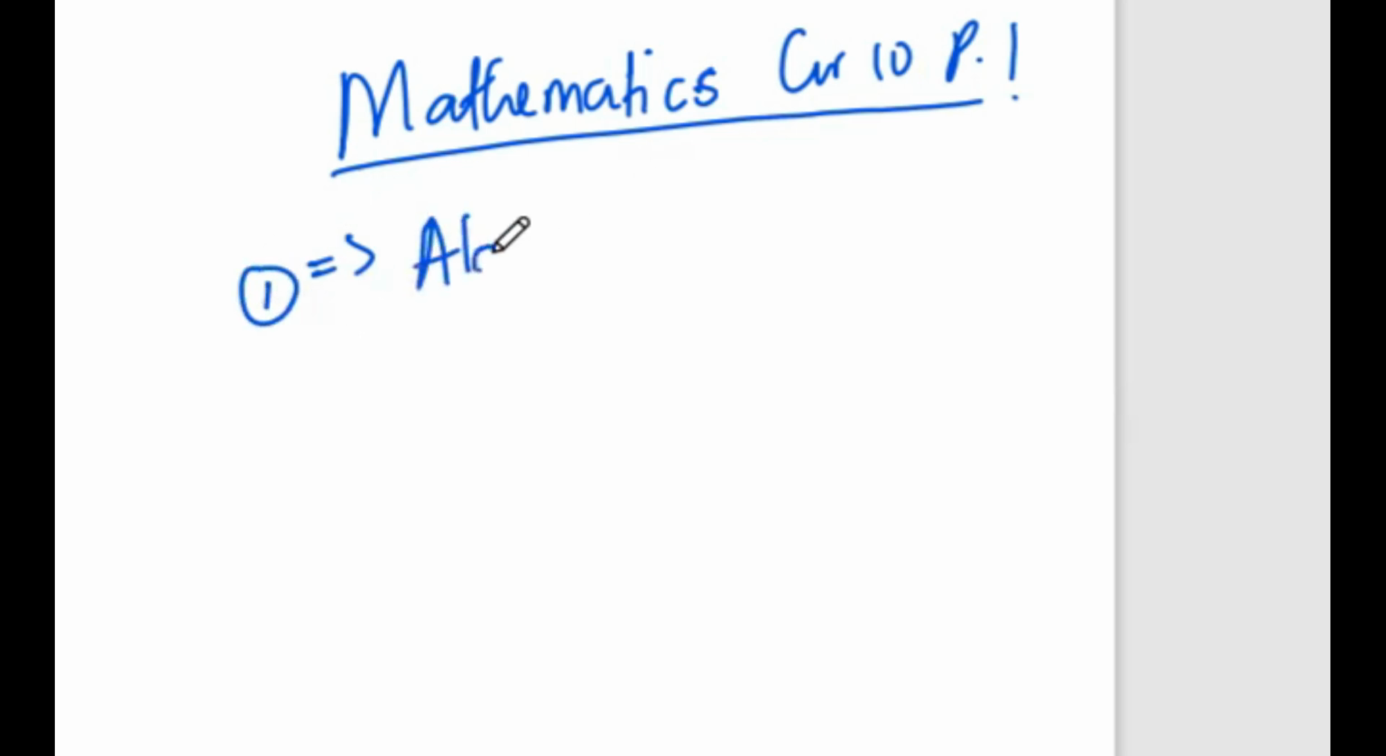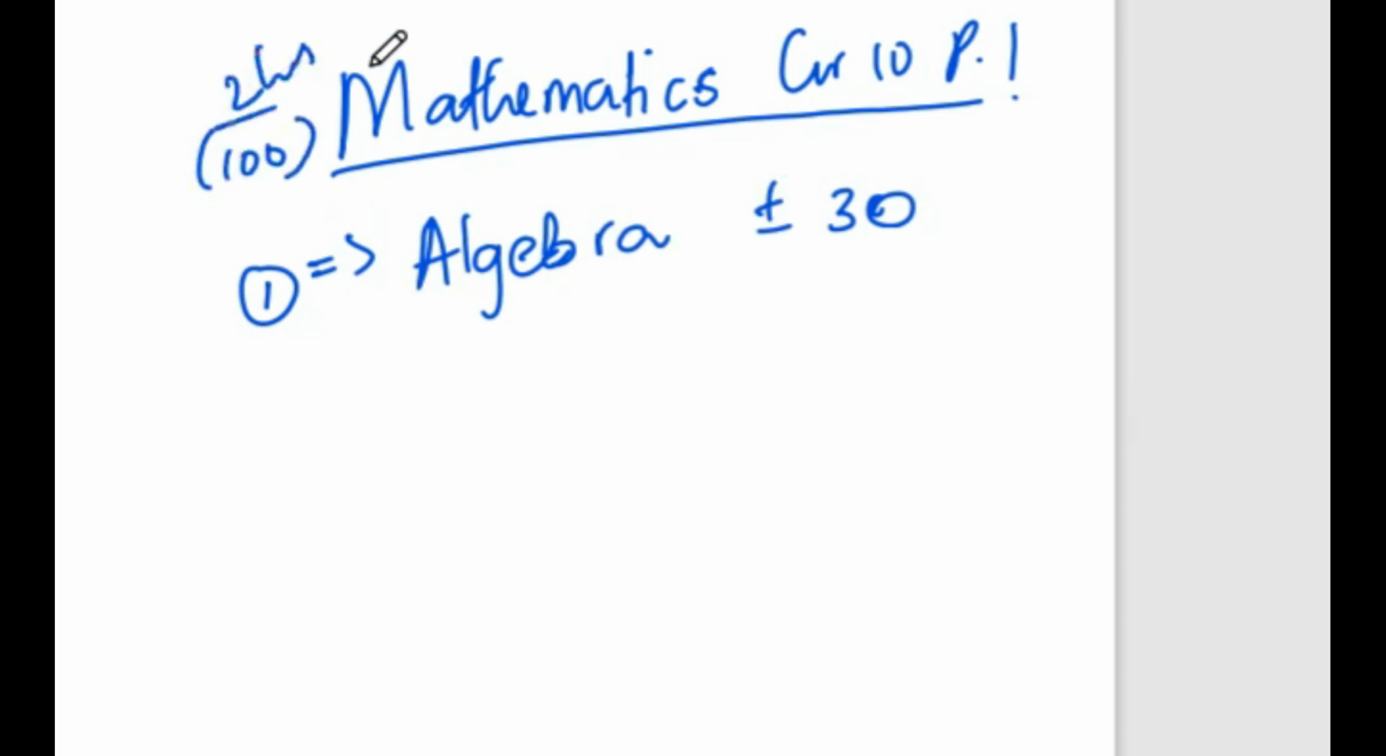One is algebra. Algebra is just a wide topic, which in normal cases for grade 10s should carry plus minus 30 marks. Remember, the grade 10 paper is normally out of 100 marks for 2 hours. So plus minus 30 marks, or 30 plus minus 5, roughly.